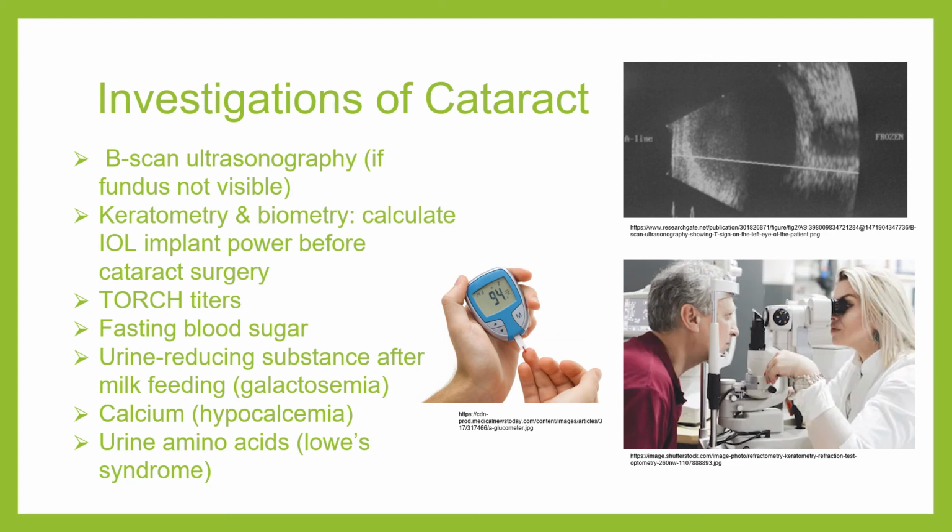Perform a TORCH titer to see if there are any infections causing the cataract, fasting blood sugar for diabetes, urine reducing substance after milk feeding for galactosemia, order calcium for hypocalcemia, and urine amino acids for Lowe's syndrome.